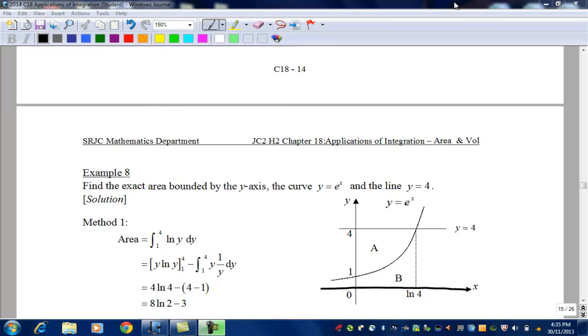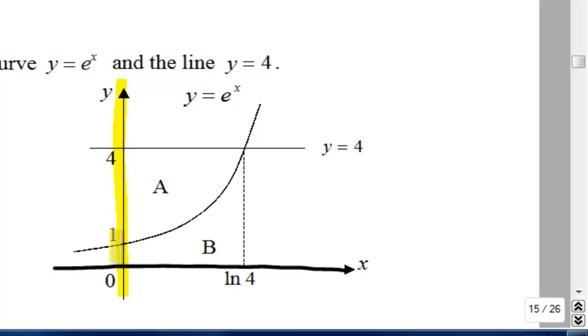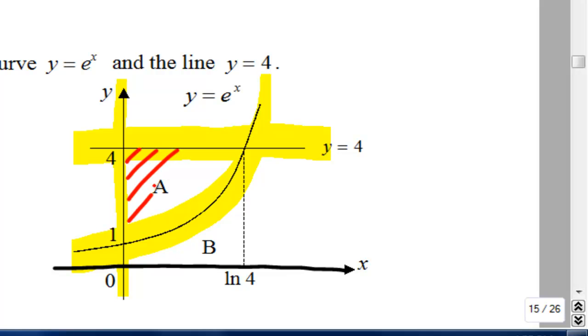Alright, let's flip to page 15 to look at example 8. Example 8 says this: find the exact area bounded by the y-axis, the curve y equals e to the power of x, and the line y equals 4. So essentially what the question wants us to find is this area here.